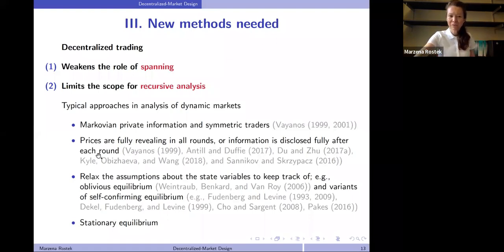With these assumptions, Markovian private information, symmetric traders and so on, stationary equilibrium, full revelation, and so on, inference effects are essentially static. Trading decisions can be dynamic, but inference is static. So we need new methods if we want to model markets with dynamic trading and dynamic inference. And we need new methods that will help us accommodate the relevant heterogeneity.